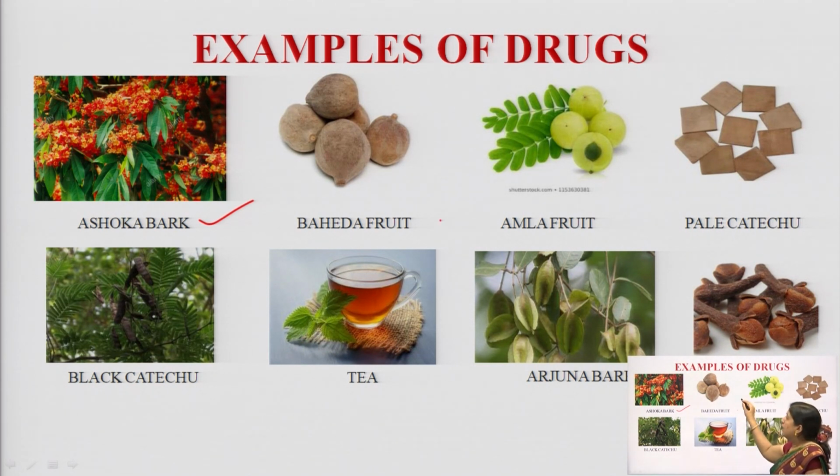Then we have the Baheda fruit. Baheda is a part of Triphala churna. You must have heard of Triphala churna. It is made up of 3 ingredients: one is Avla, then Harde, and then Baheda. So, this Baheda is a rich source of tannins.